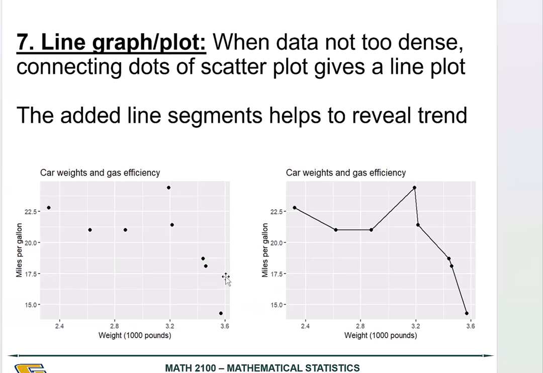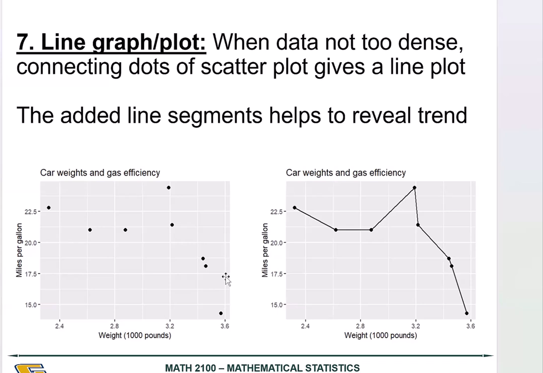So in this figure, you can see on the x-axis is the weight of the car, and the y-axis is the miles per gallon the car can run, which we call gas efficiency. We want more miles per gallon, but you should know that if the car weighs more, often it can run fewer miles. So you can plot that using the scatter plot.